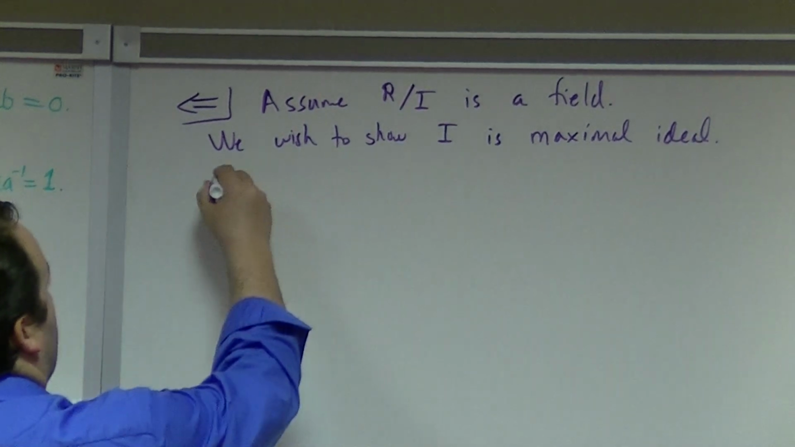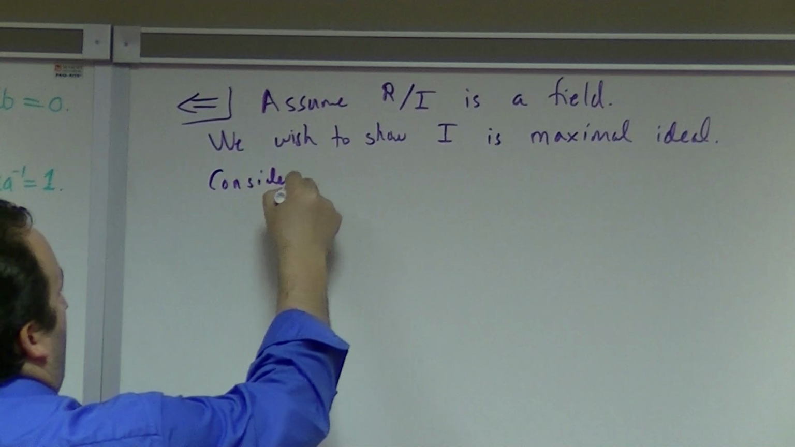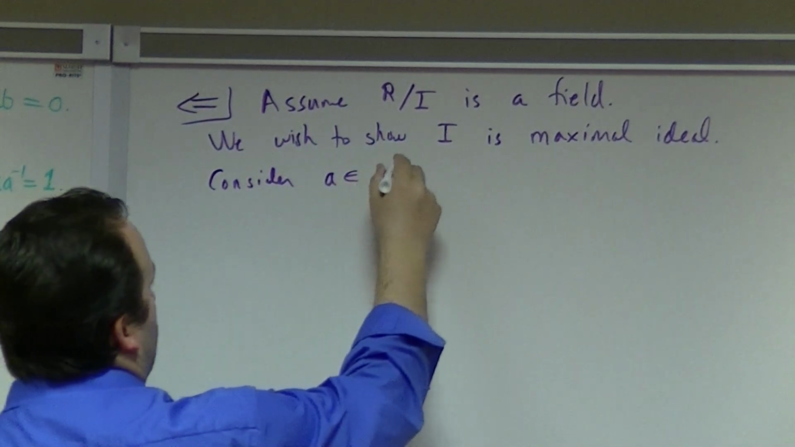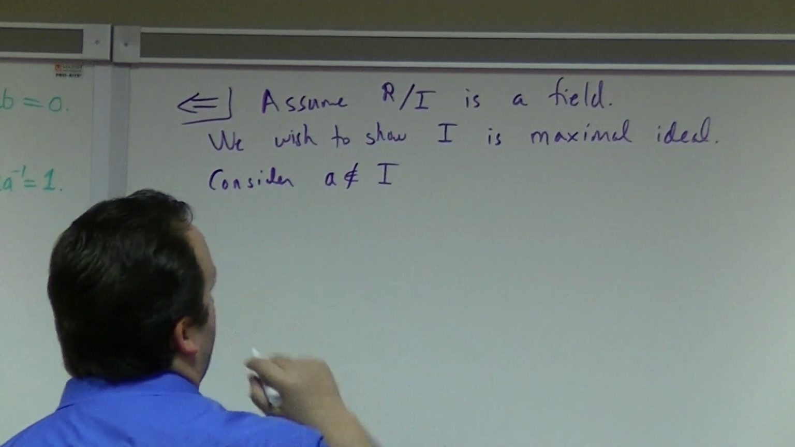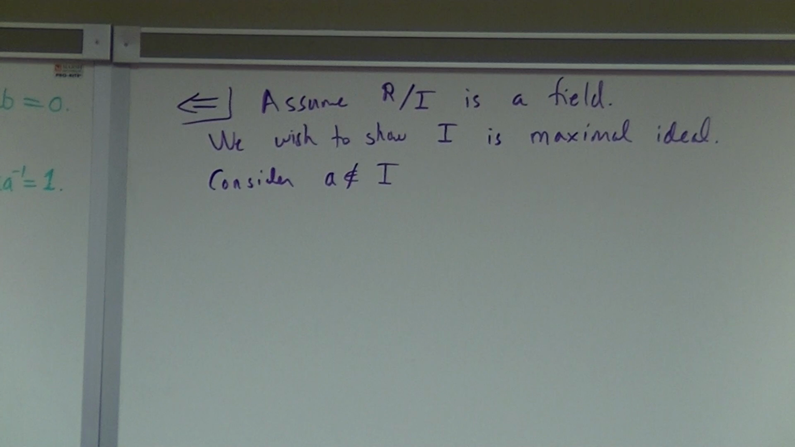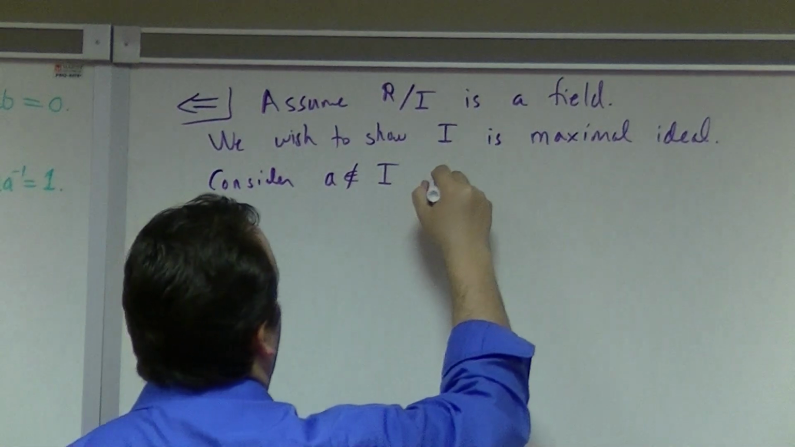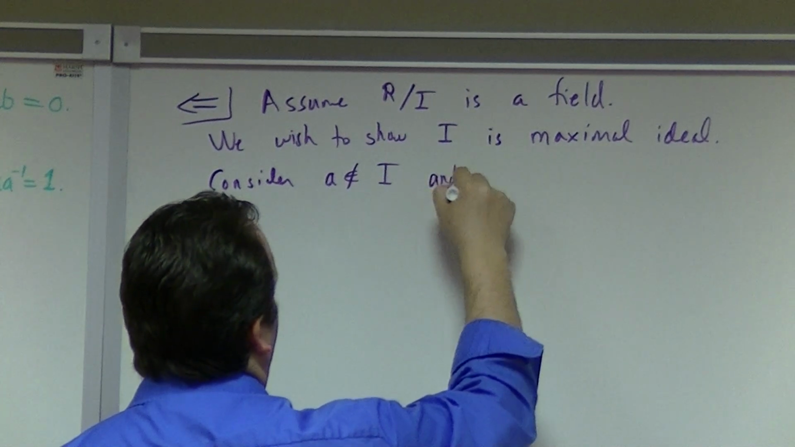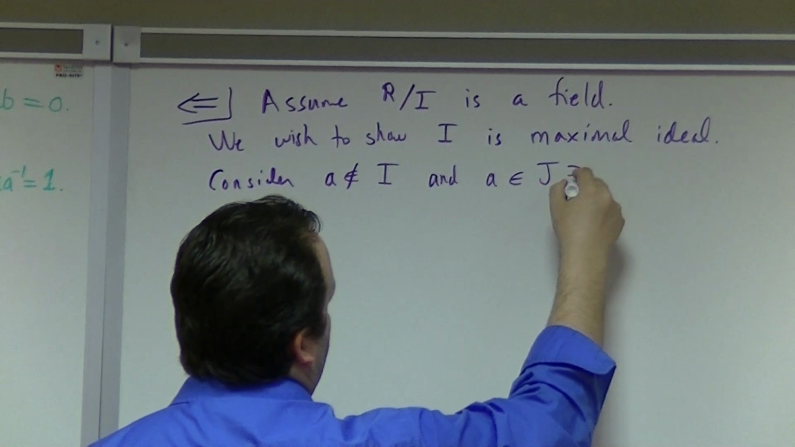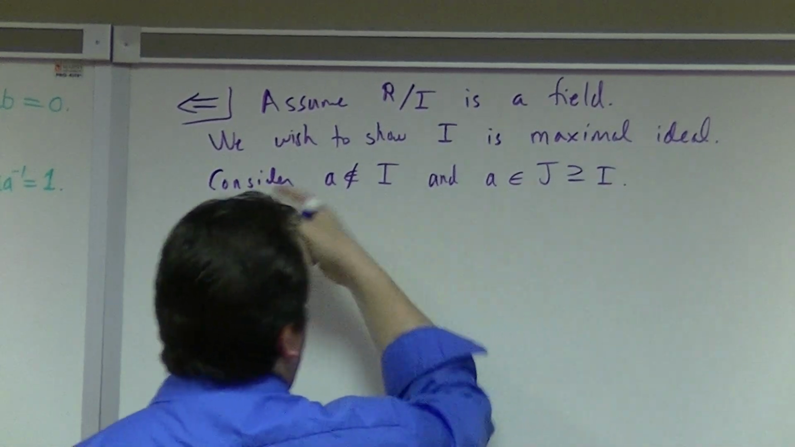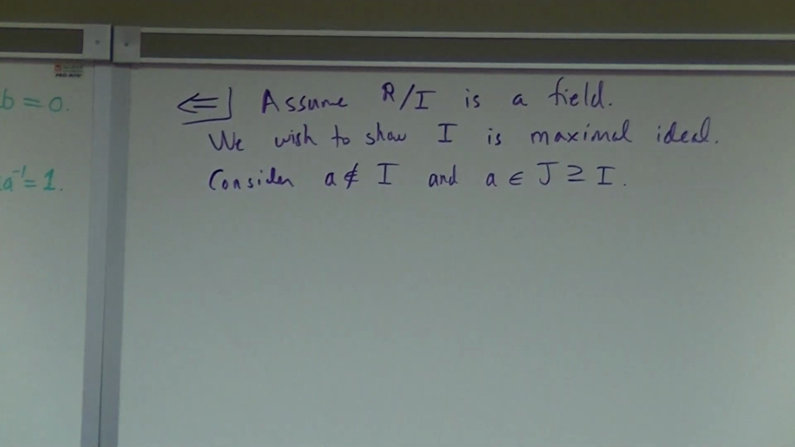So again, consider A not an element of I, right? The reason I want to do that is I want to show that if you have an ideal which has a point outside of I, what does that ideal have to be? The ring itself, yeah. So let's suppose J is an ideal containing I, and it contains a point outside of I.